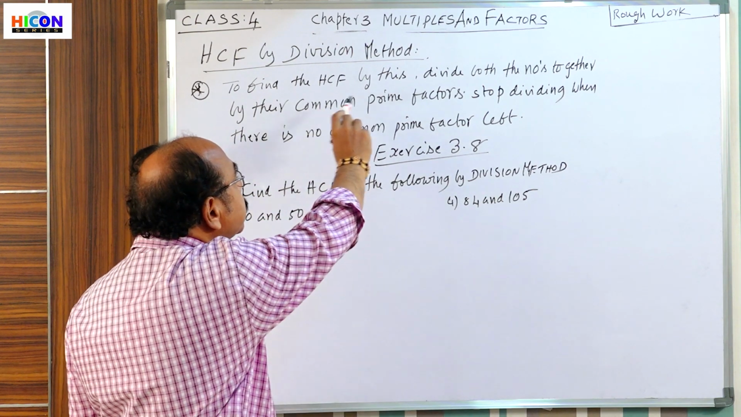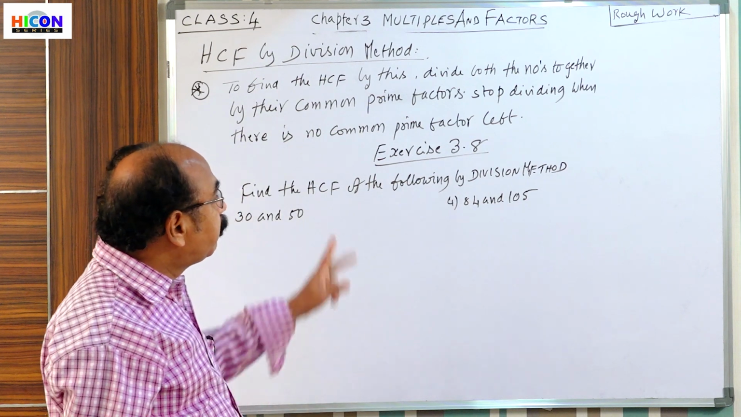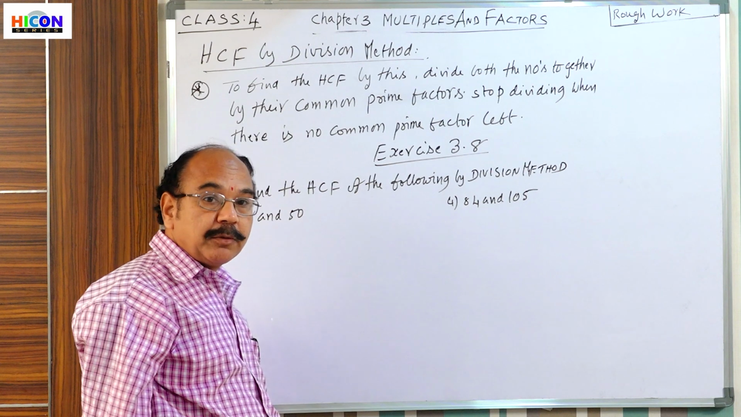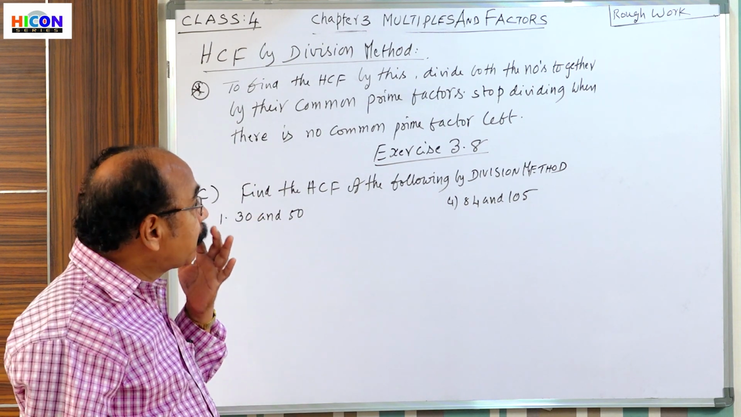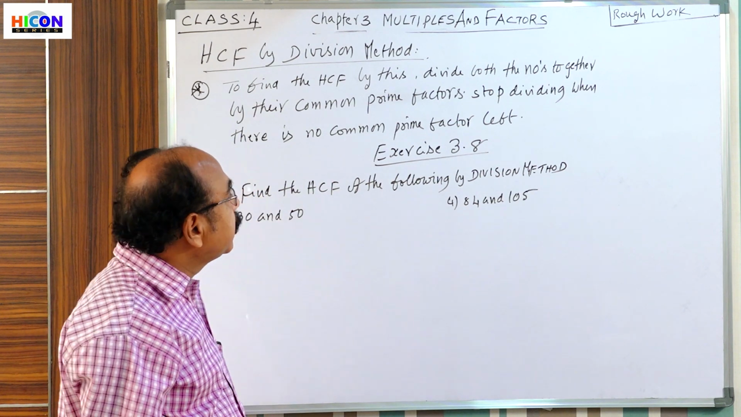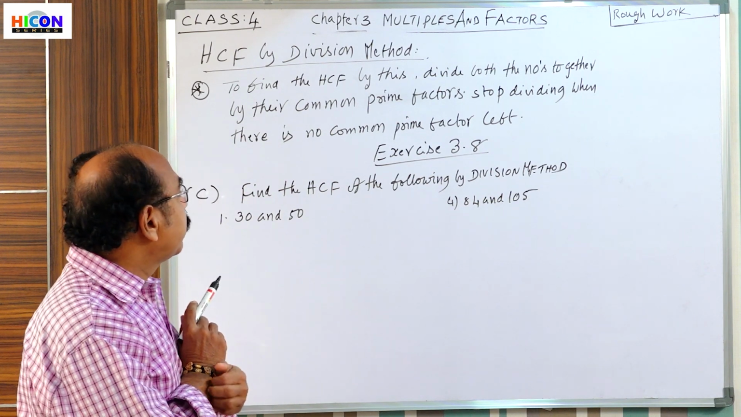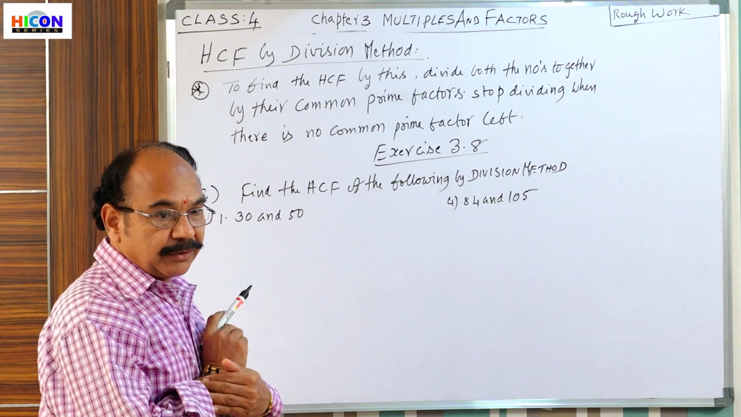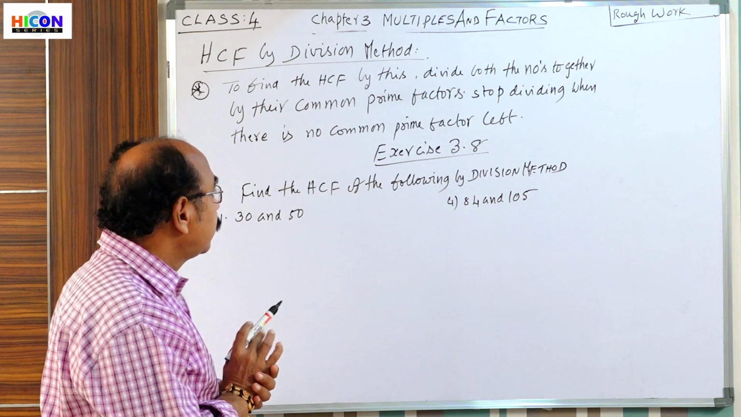To find the HCF by this method, divide both the numbers together by their common prime factors. Stop dividing when there is no common prime factor left.